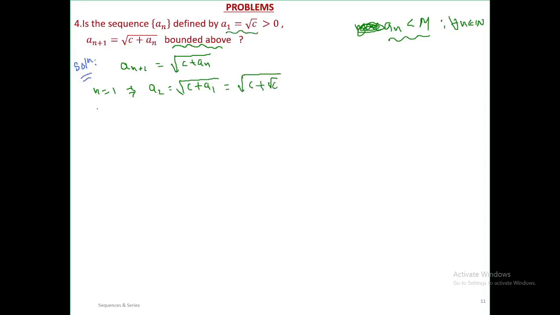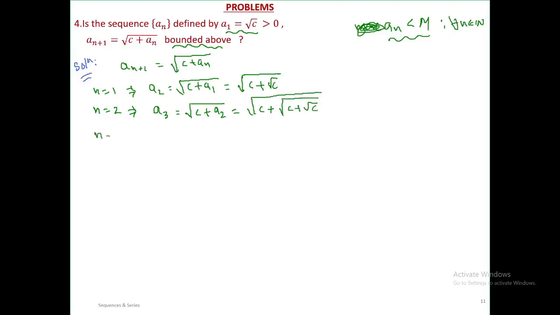Next n is 2. Substitute here n is 2. You will get a3, third term of the sequence, square root of c plus a2. Now this is nothing but c plus, what is a2? a2 means, look at the previous one, a2 is nothing but root over c plus root c. So this is the third term.